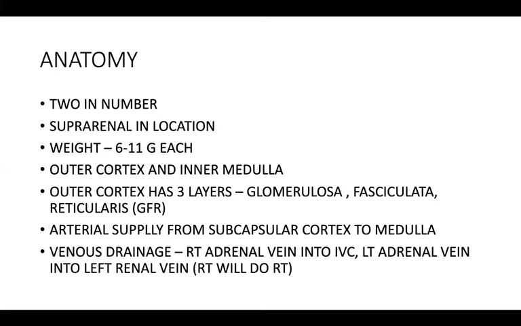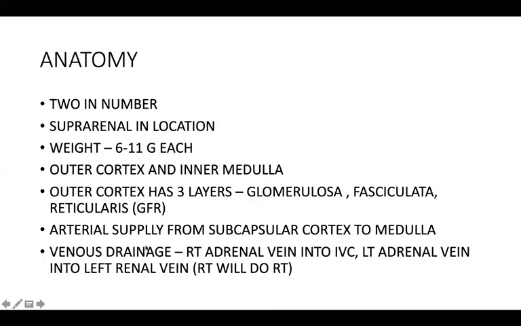top of the kidneys on either side, that is, they are suprarenal in location. Each gland weighs somewhere around 6 to 11 grams. The adrenal gland has two components, the cortex and the medulla. The outer cortex has three layers, that is glomerulosa, fasciculata, and reticularis. GFR, and that is the order they are placed. The outermost is the glomerulosa and the innermost is the reticularis. In between is the fasciculata.